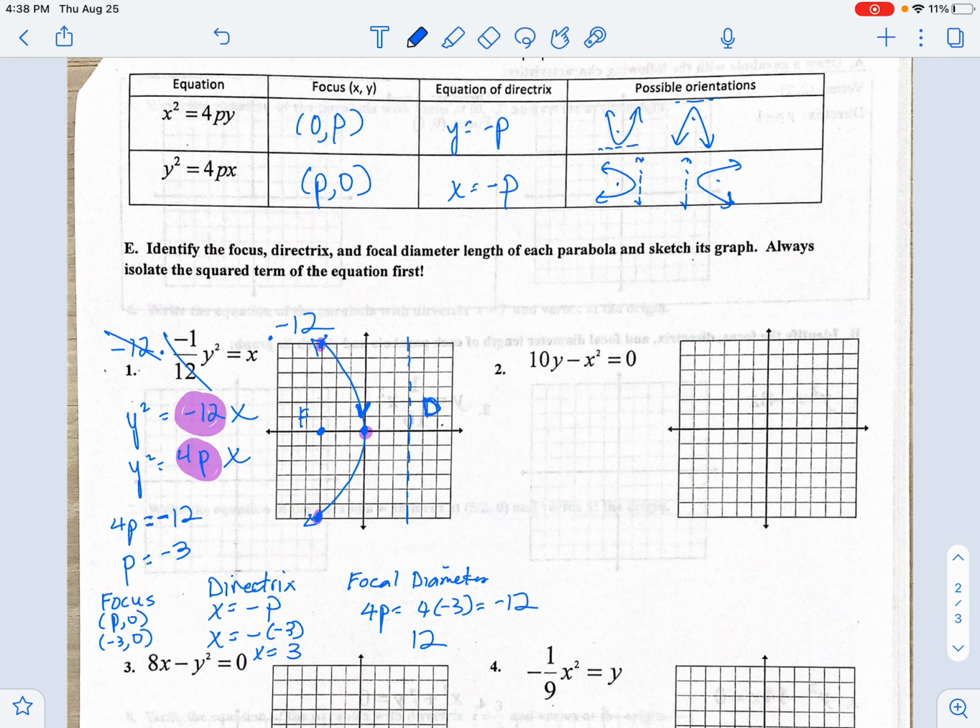Okay. So I'm going to subtract 10y from both sides to get negative x squared equals negative 10y. And I multiply both sides by a negative 1 to get rid of the negative attached to the x squared. That gives us x squared equals 10y. And that looks very similar to this general equation, x squared equals 4py.